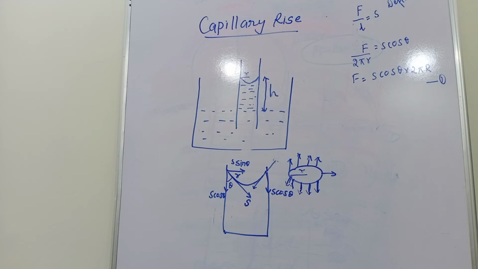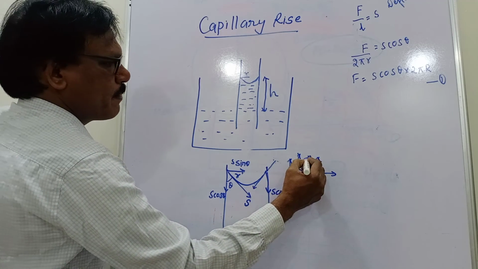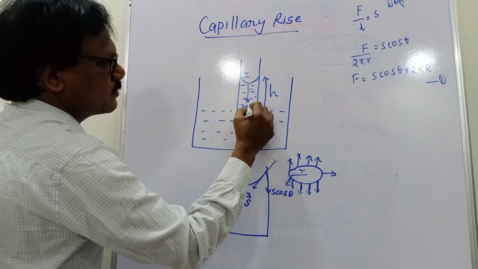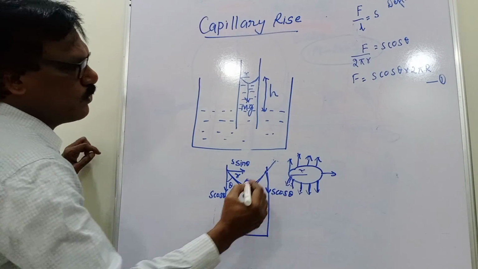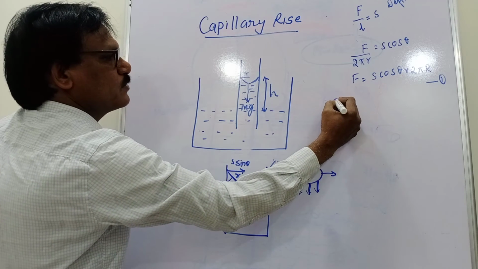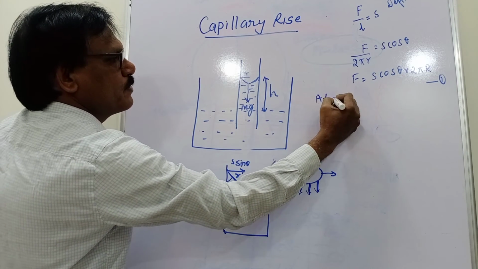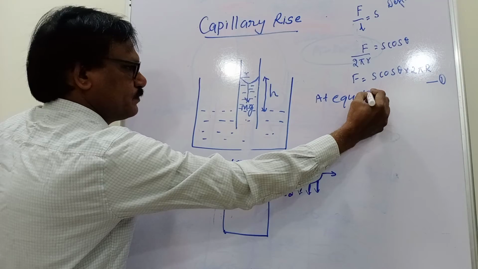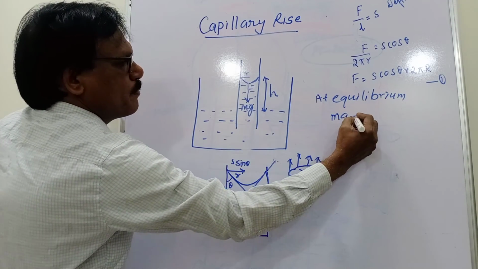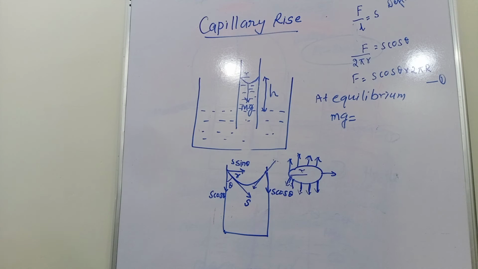Now this force acts in the upward direction, and the water which has risen here will act in this direction, mg. So mg in the downward direction and S cos theta into 2 pi r in the upward direction. At equilibrium, mg is equal to S cos theta into 2 pi r.